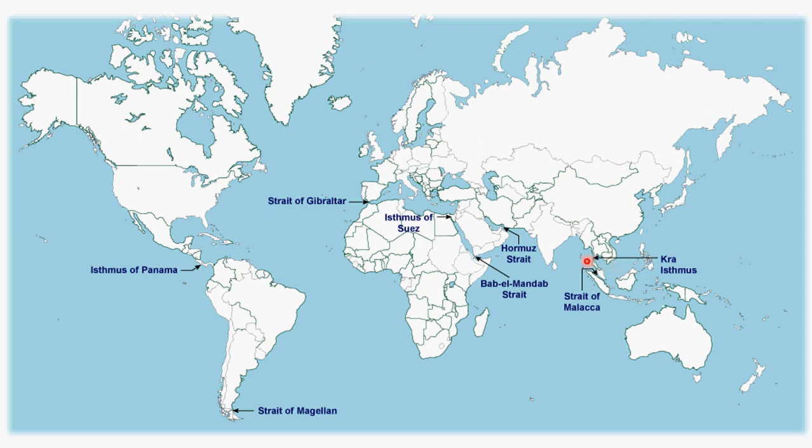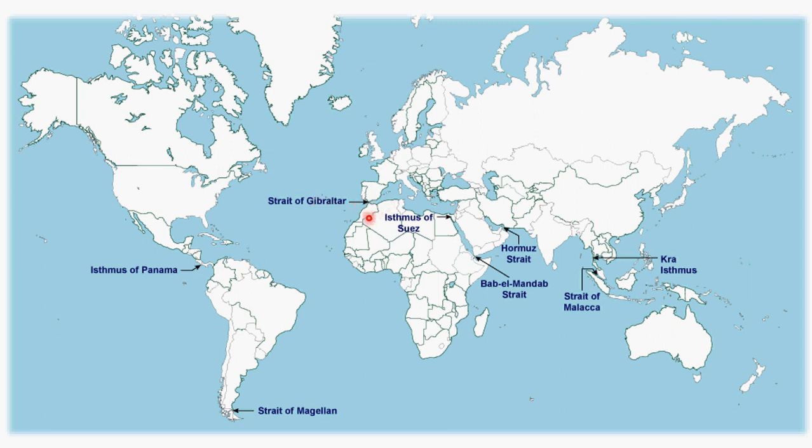Here is another isthmus, the Isthmus of Suez. The Isthmus of Suez joins Asia with Africa and separates the Red Sea from the Mediterranean Sea. In the same way, the Strait of Gibraltar. The Strait of Gibraltar connects the Mediterranean Sea with the Atlantic Ocean and separates Europe and Africa.